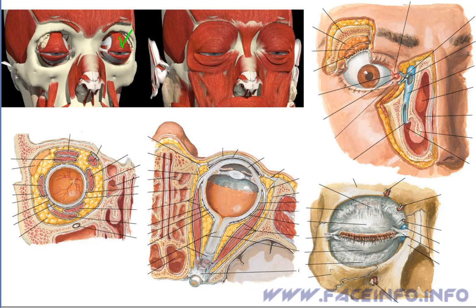These small muscles are called oculomotor, relating to or causing eye movements. They allow rolling our eyes. So look at them in section.